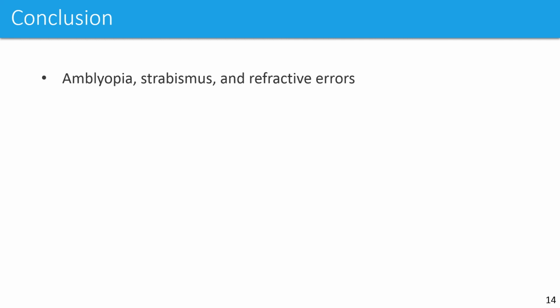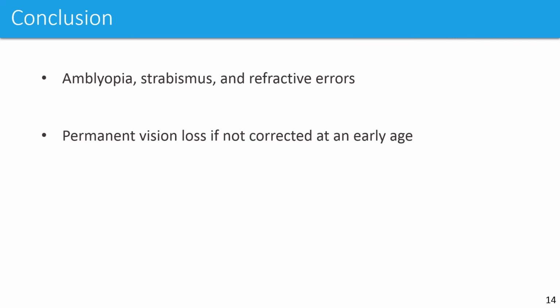This concludes the module, Vision Disorders in Children. In this module, we learned to describe childhood vision disorders such as amblyopia, strabismus, and refractive errors. These disorders can lead to permanent vision loss if not corrected at an early age. Vision screening is not a diagnostic procedure, but rather is used to flag children who should see an optometrist where a diagnosis and treatment recommendation can be made.